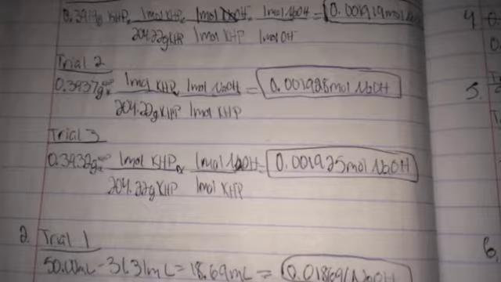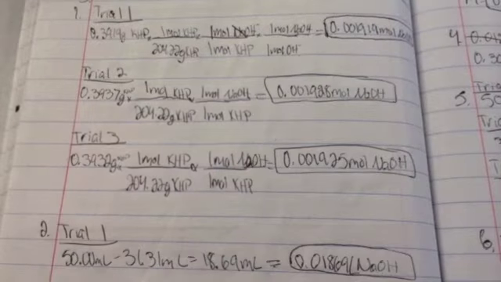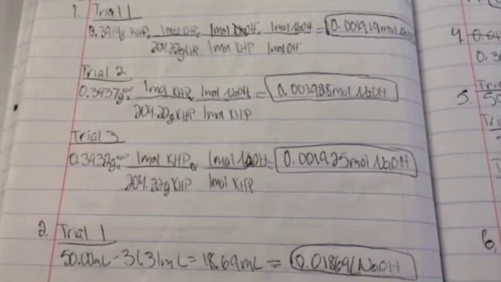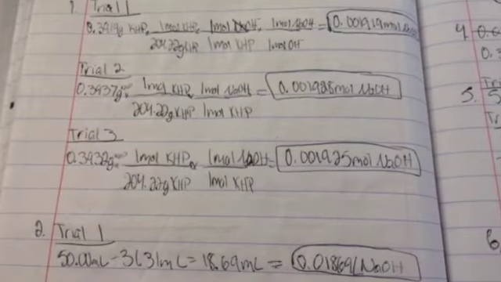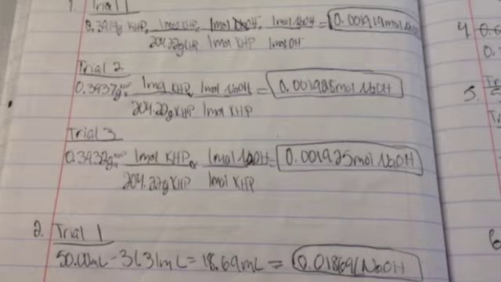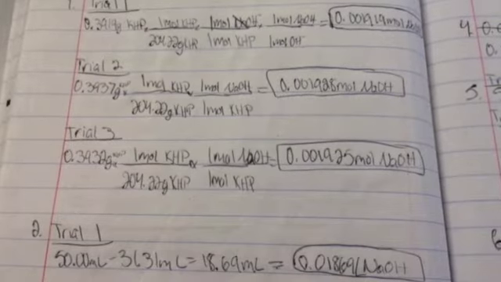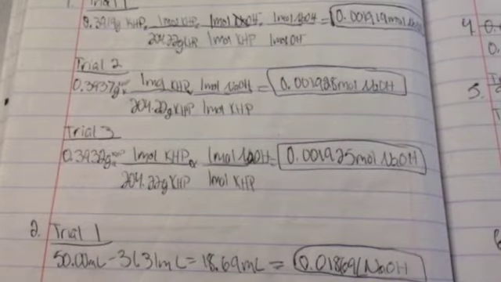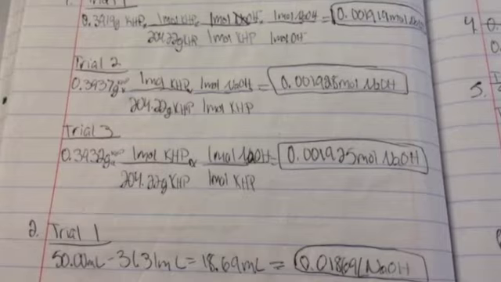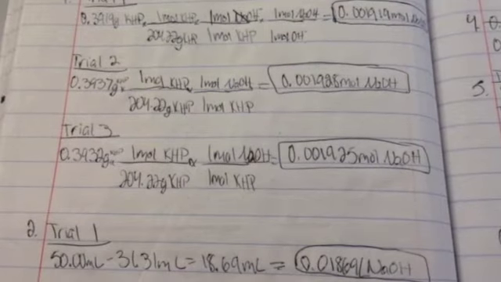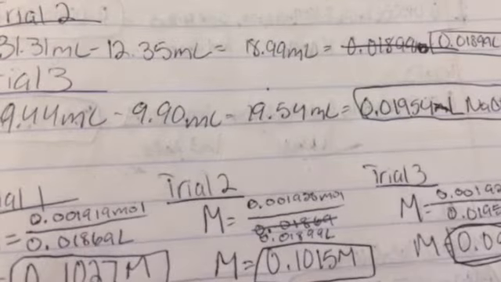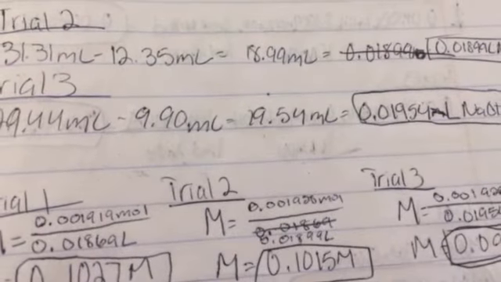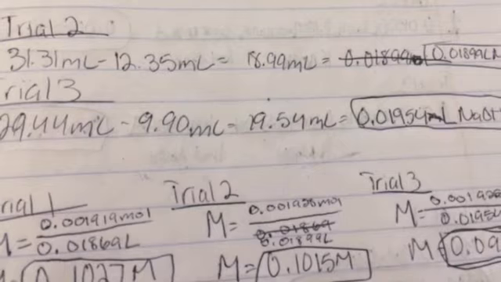Then calculate the volume in liters of NaOH used to titrate the KHP. Subtract the final volume of the NaOH from the initial volume of the NaOH. Then convert the answer to liters. Repeat for each trial. Calculate the molarity of the standardized NaOH. Use the calculated moles from Part 1 and divide by the liters of NaOH calculated in Part 2. Repeat for each trial.